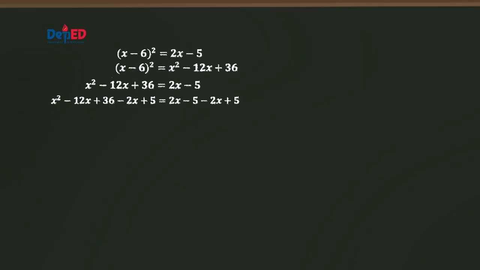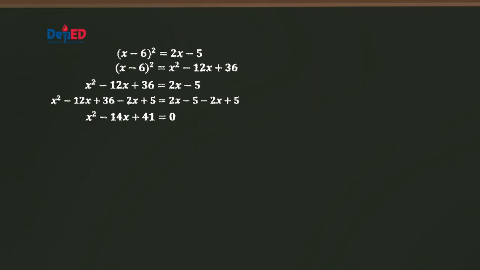We combine similar terms. Negative 12x minus 2x is negative 14x. 36 plus 5 is equal to 41. Arranging the terms in descending powers, the left side is simplified as x squared minus 14x plus 41, while the right side becomes 0. And there, the equation is already in standard form. The trinomial is not factorable since 41 has no factors whose sum is negative 14.